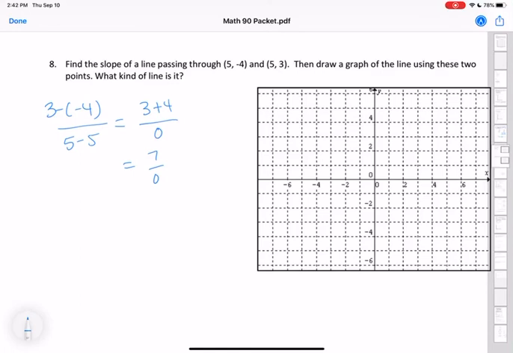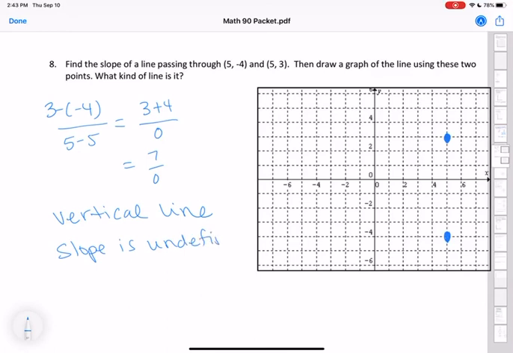So if I go to 5 and negative 4, that's here. If I go to 5 and 3, that's here. Well, my rise over run, it is up 7 over 0. What's happening here is we have a vertical line. And that vertical line means that this slope is undefined.